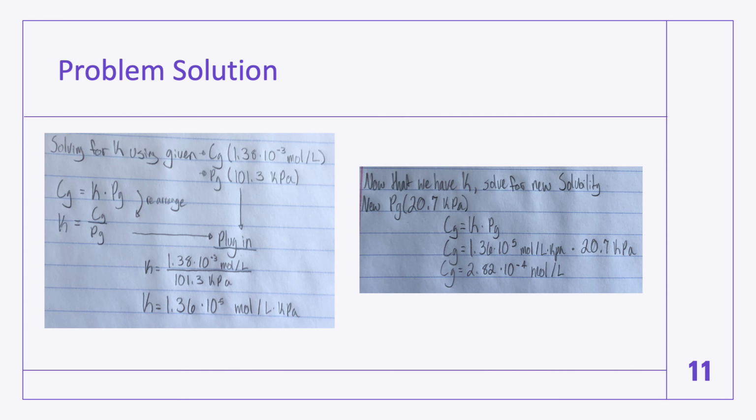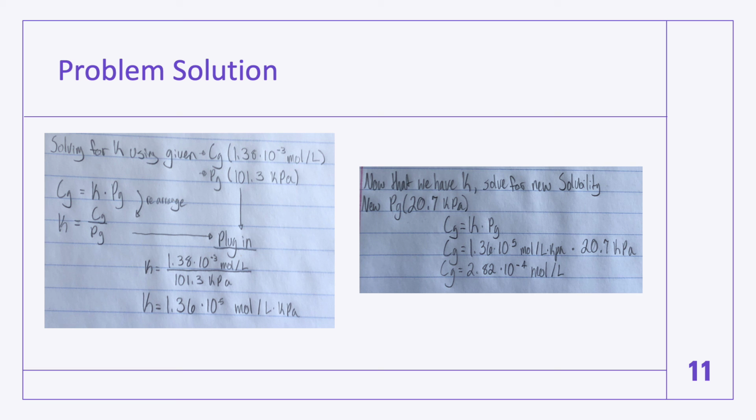We're going to start looking at the left here, and we're going to solve for K using our given values, our Cg and our Pg that were listed in our givens. We can rearrange Henry's law into K equals Cg over Pg, and then plug these values in. When we plug them in, we get that our K value is equal to 1.36 times 10 to the negative 5 mole per liter kilopascal.